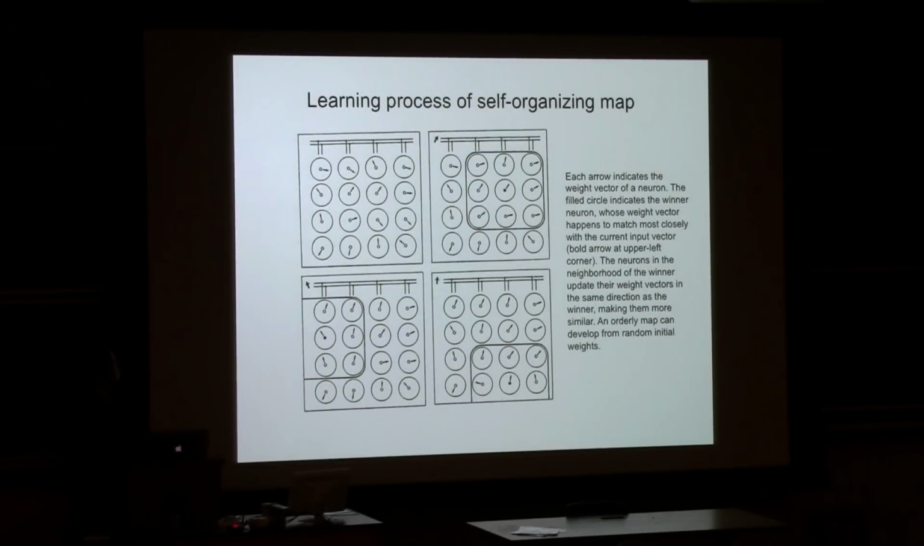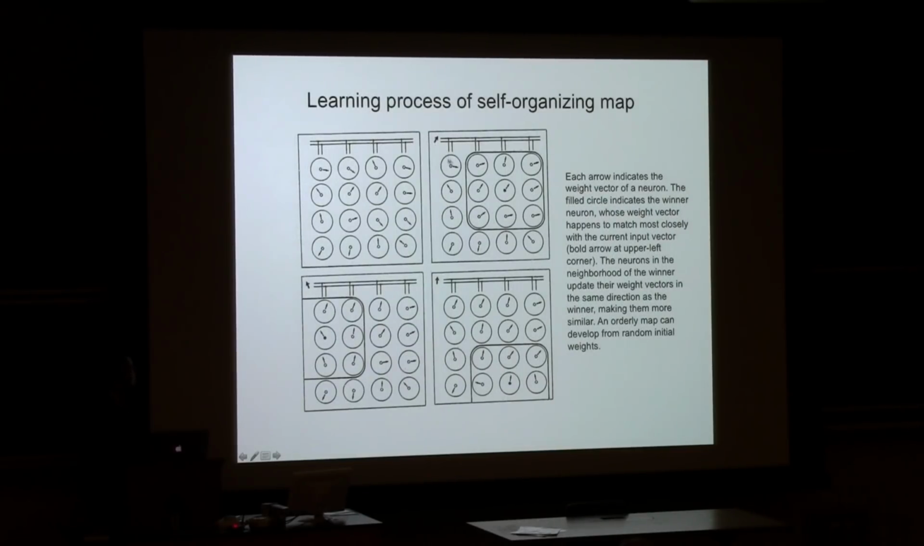So how does this system work? This shows the process. Basically you have a bunch of neurons. Suppose each neuron has a weight. This is two-dimensional, so you have a vector pointing in some direction. That's the weights of that neuron. And suppose you have an input somewhere. Yeah, this small arrow.